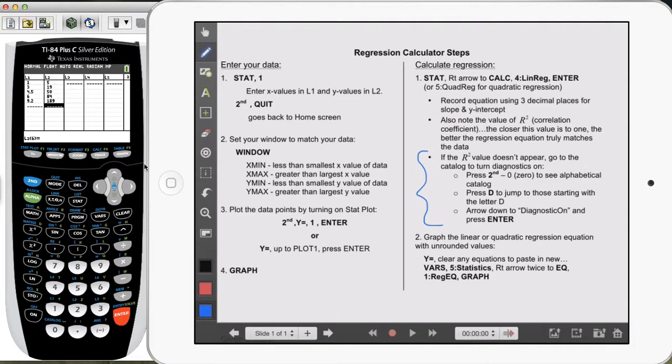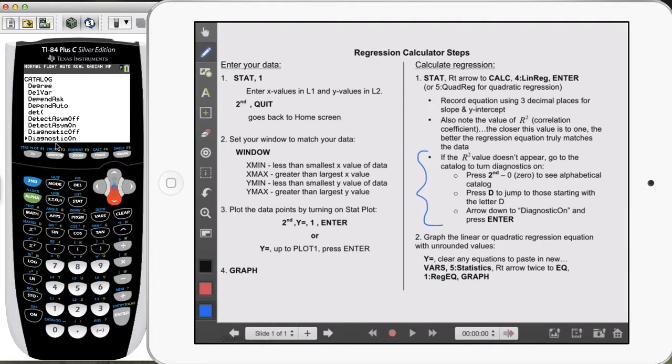Basically it's telling me to go to second 0, which is the catalog, and we have to go all the way down to D, because I need the diagnostic on. So press D and it will directly jump to D, and I need to go down until I get to something called diagnostic on. Because probably it's off.